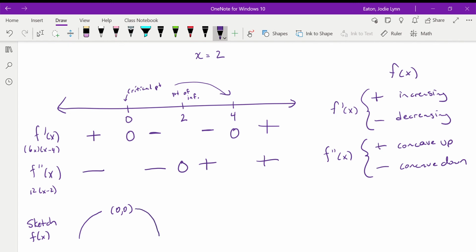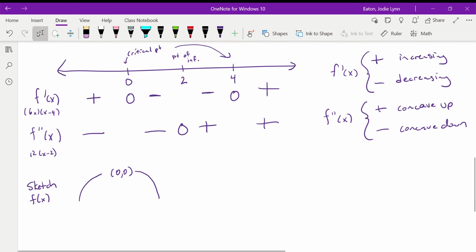So that looks like that. So that's what that little sketch looks like. So this means that we have a local maximum at 0, 0. So now we have a point of inflection, which means we're going to potentially be switching concavity.